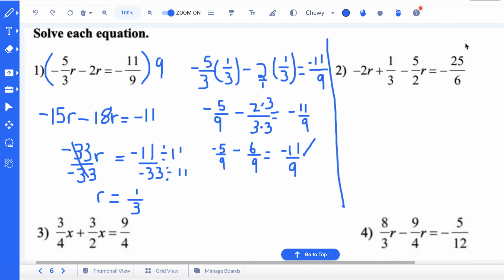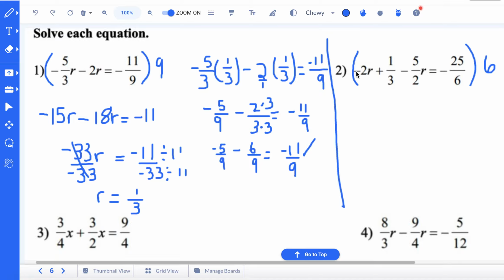So the least common denominator is the smallest number that is on those timetables. And I know in my 3 timetables I have 3, 6, 9. On my 2 timetables I have 2, 4, 6. 2 times 1 is 2, 2 times 2 is 4, 2 times 3 is 6. And on 6 timetable I have 6, 12, 18. So my least common number is 6. So I'm going to multiply everything by 6.